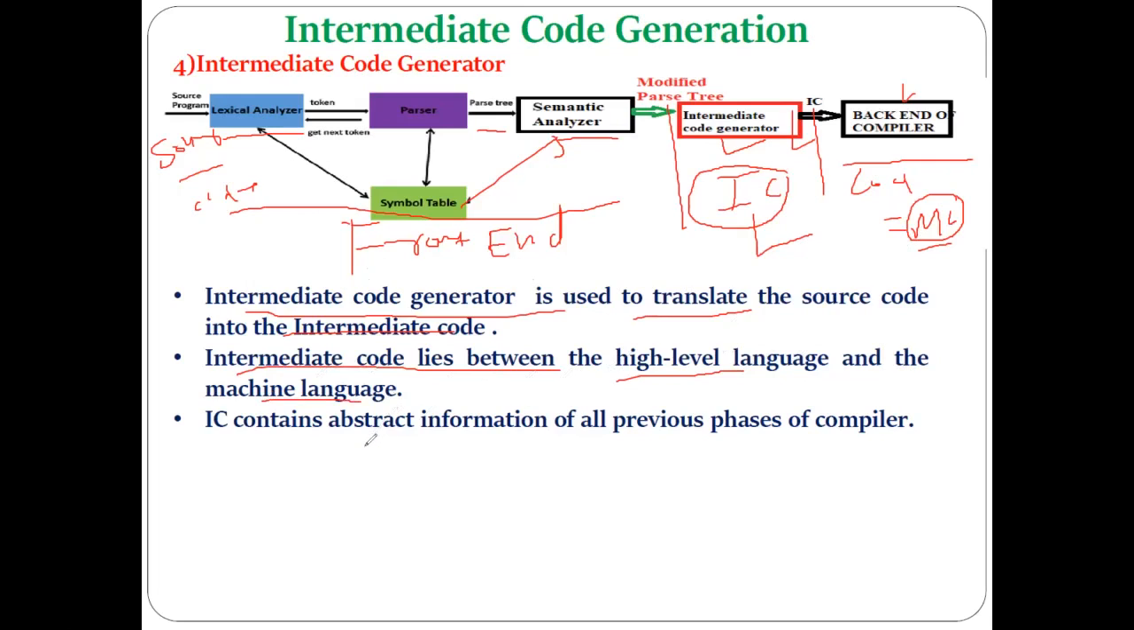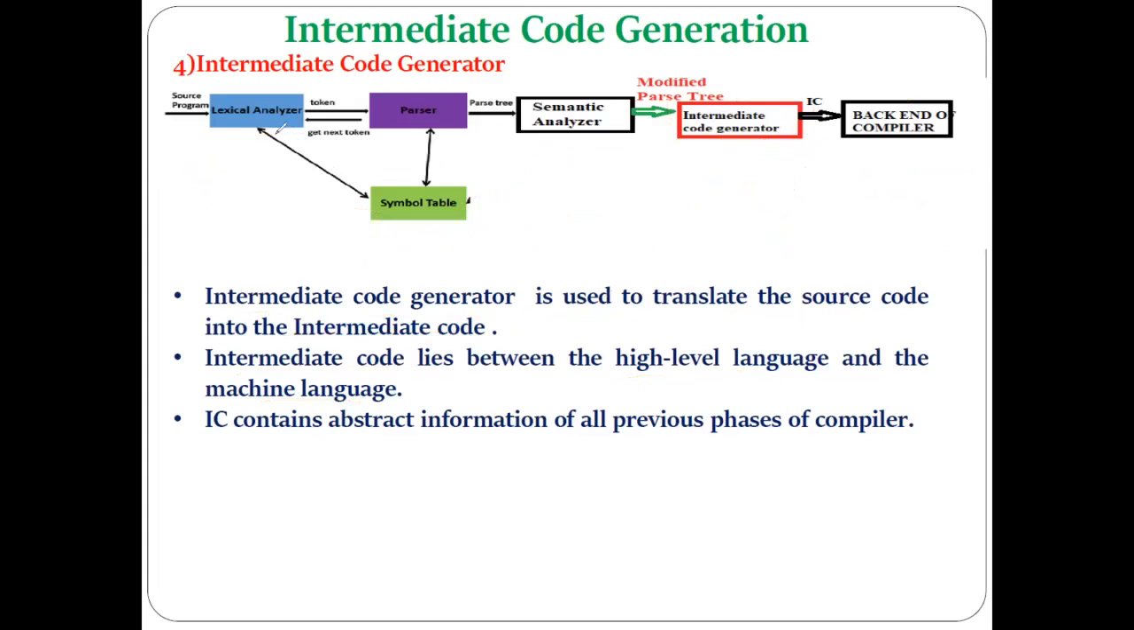Okay, and what exactly does this intermediate code contain? Now, intermediate code contains the summary of all previous phases of the compiler. Meaning, whatever processing we have done on the source program in the lexical analysis, whatever processing we have done by the parser, and whatever processing we have done by the semantic analyzer on this parse tree, which is the input it gets from the syntax analyzer.